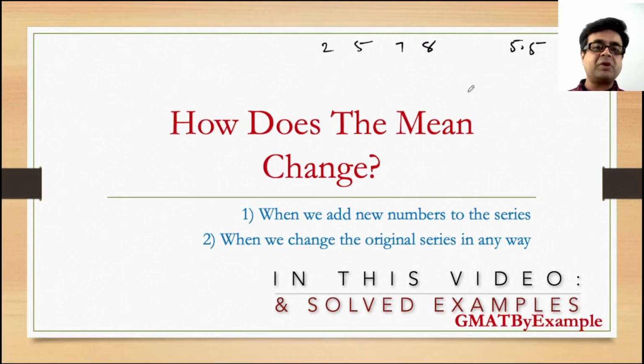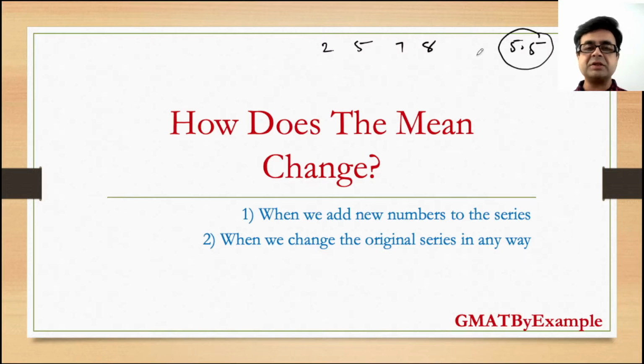For example, you have this series of four numbers 2, 5, 7, 8 with a mean of 5.5. What happens if you multiply each number by 3? What happens to the mean? Does it increase? Does it decrease?